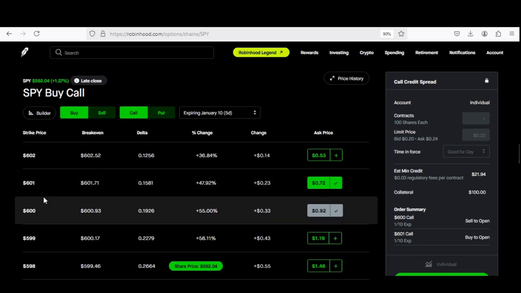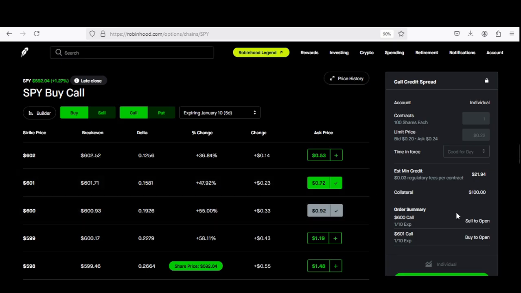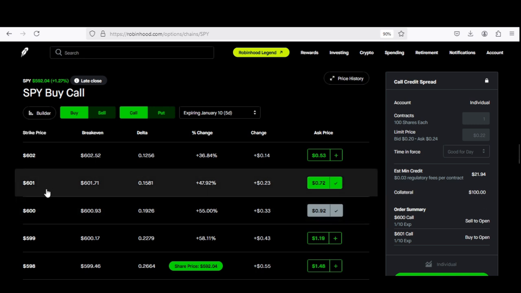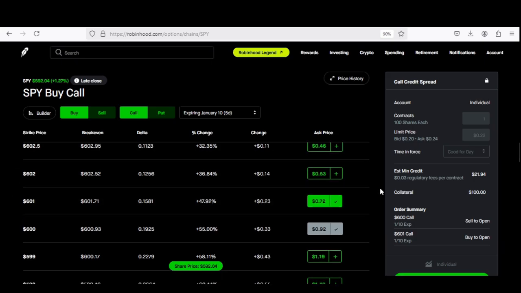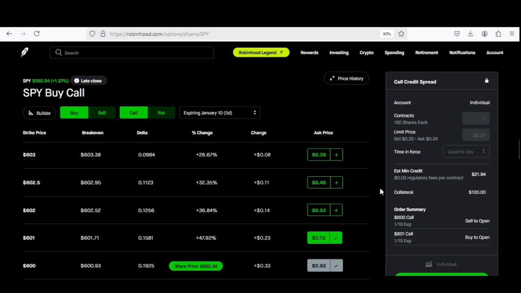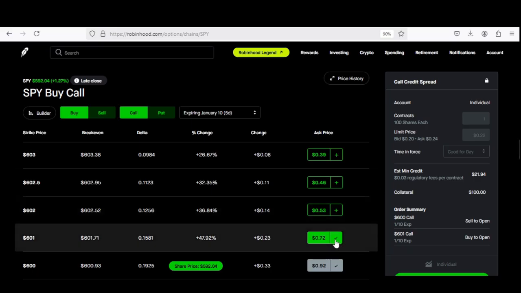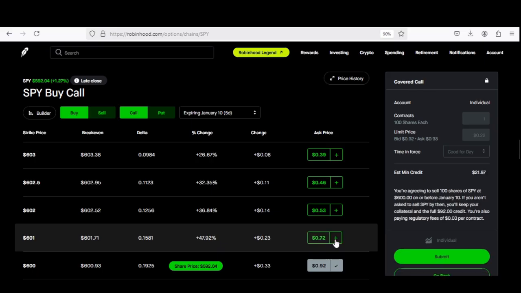You take that $1, you multiply by 100 shares, and that gives you your $100 collateral. The $1 is called a $1 wide spread. Now, in order for you to minimize your chances of losing this trade, here is one tactic that can be done. We're going to go ahead and get out of this.